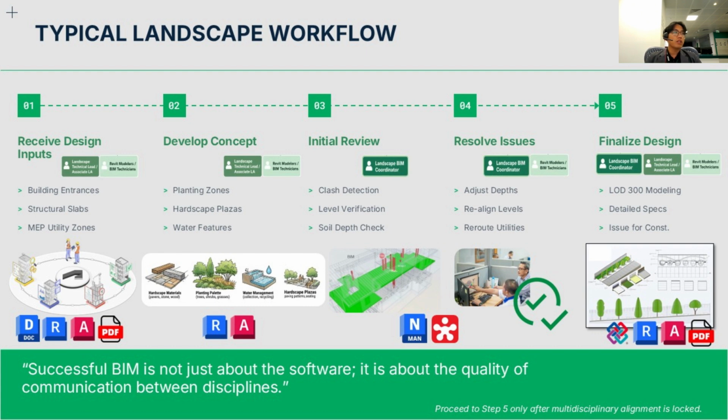The information we receive may come in variable formats, from Revit models to AutoCAD and Civil 3D. Sometimes we also have to work with document paperwork. Based on that, we develop our design, like planting zones, hardscape, plaza, and water features. Mainly we work with Revit, and sometimes we also work with Civil 3D and AutoCAD.